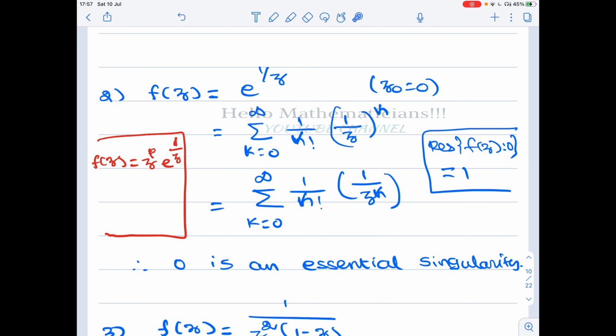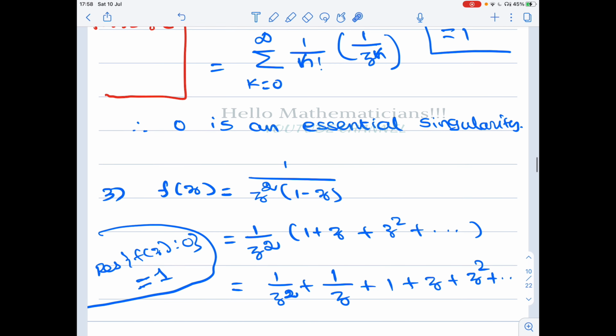Now if you look at f(z) = z^p e^(1/z), suppose some z^p is given in front, still it will have infinitely many negative terms. Therefore even for z^p e^(1/z), 0 will be an essential singularity, whatever p is; a natural number, and any integer will also do.